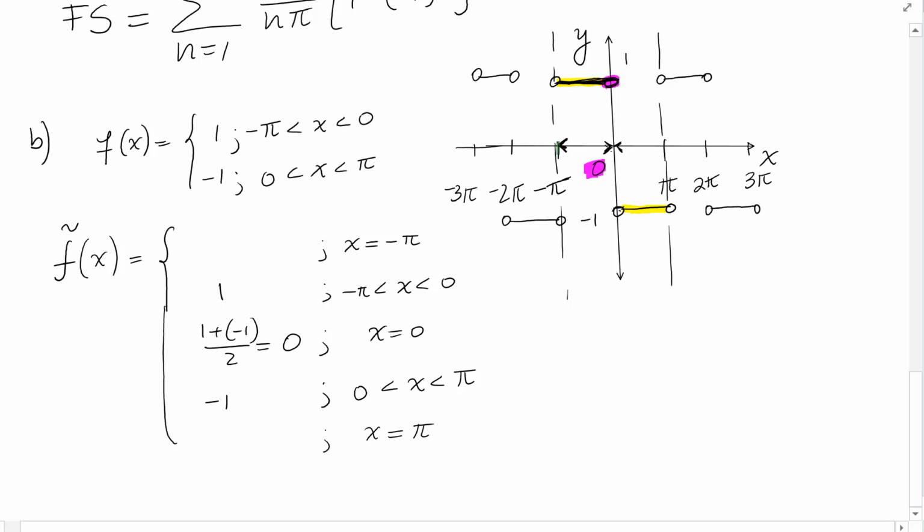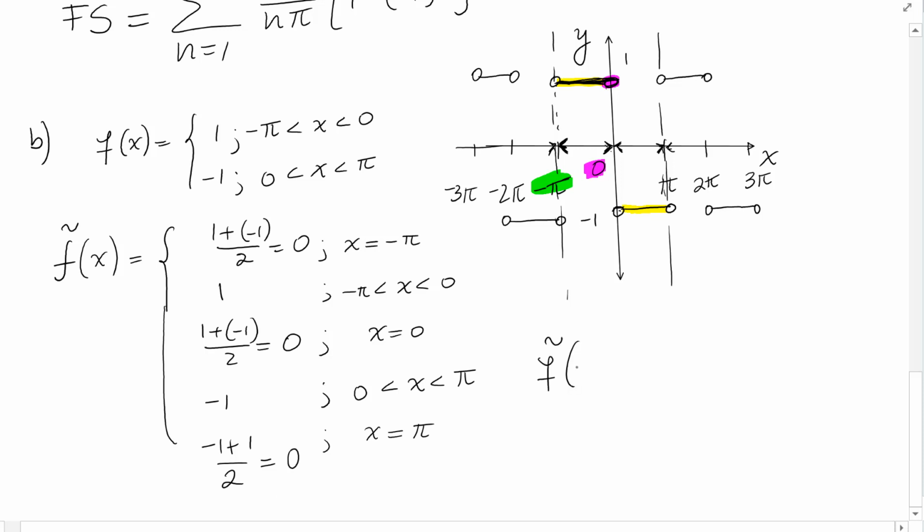Now, trying to figure out what happens at negative pi, I'm going to see what happens when x is approaching negative pi from the right. From the right we get 1. From the left we get negative 1. If we average this, we get 0. And let's take a look at pi as well. If we approach pi from the left, we get negative 1, and when we approach pi from the right, we get 1. Average that, we get 0.